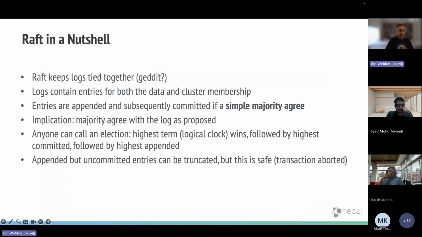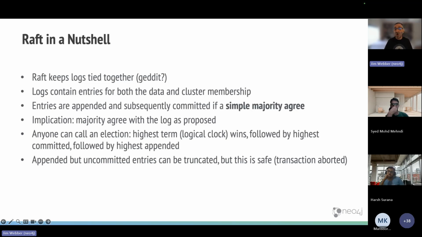So Raft is a protocol that keeps logs tied together. It's a pun. By the way, I didn't notice that was a pun until about 3 years after I'd started building Raft, even though the Raft team had little stickers with literally a raft on them. They contain entries for both the user data and the cluster membership. And like everything in Raft, Ongaro and Ousterhout chose the simplest possible thing. If a simple majority agree to something, it's considered committed.